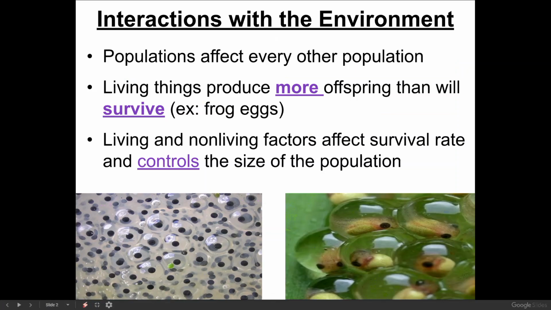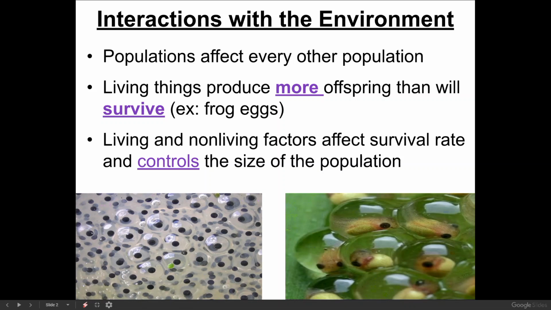So, populations all affect each other. They're also affected by the non-living parts of their ecosystem. And the second bullet here should be familiar to you. It says living things produce more offspring than will survive. That should be very familiar because we've seen it in Darwin's theory. That's Darwin's first part of his theory called overproduction. There's always more babies than can survive.